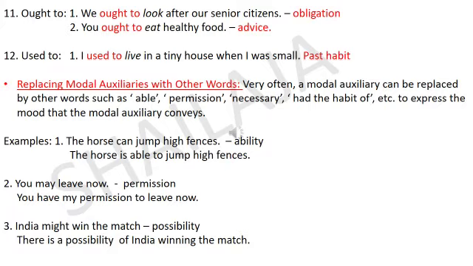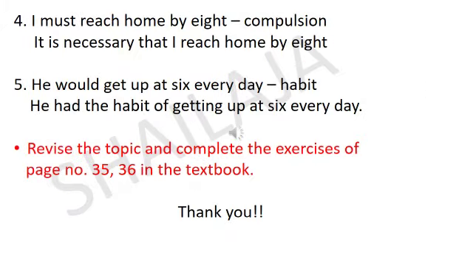Now, India might win the match. It is a possibility, might win, a weak possibility. So, there is a possibility of India winning the match. This is how you replace the modal auxiliaries with other words. I must reach home by 8. So we are using it here as a compulsion. So it is necessary that I reach home by 8.